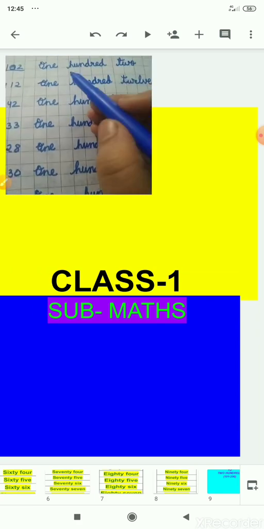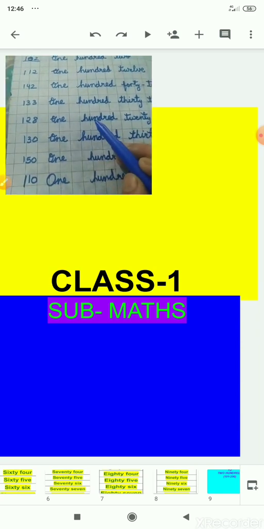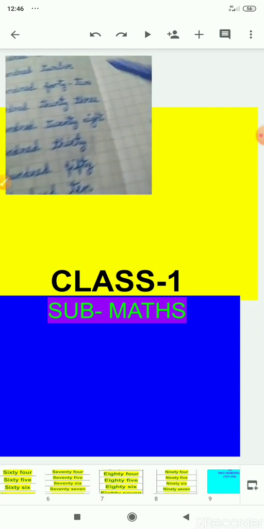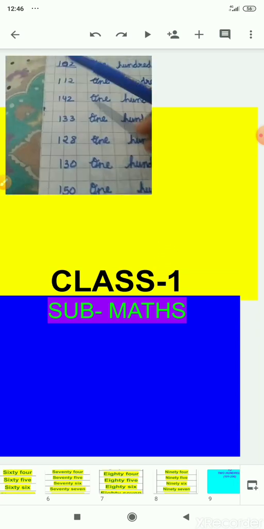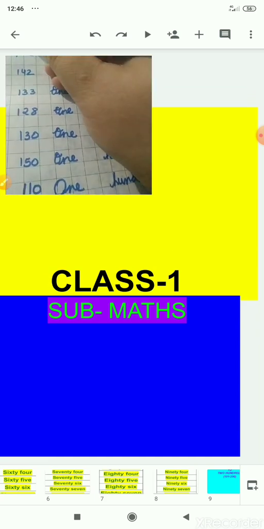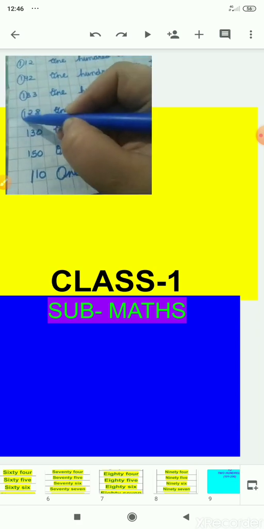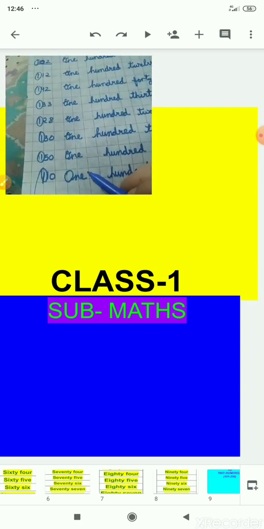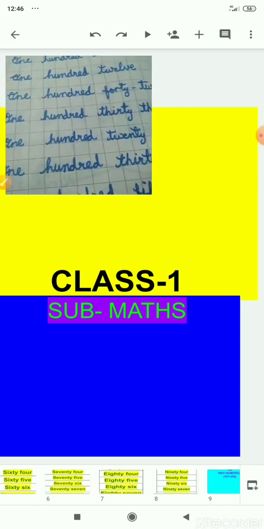Okay, so children, if you see all these numbers, what is common here? That is 100 in all of them. Only the last number is changing according to the numbers given. Here also we have 1 as a common number. Okay, so in this way you have to write your spellings.